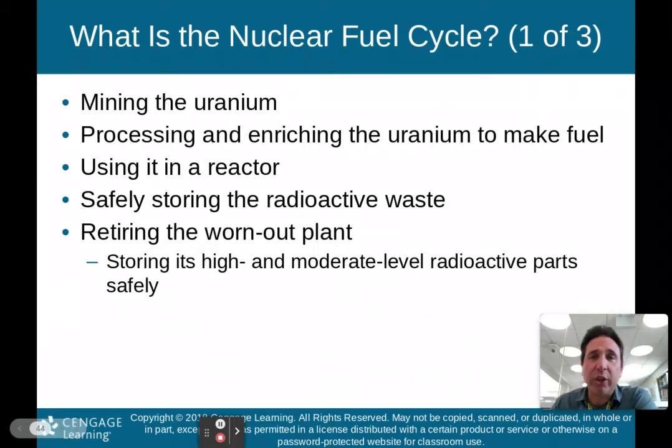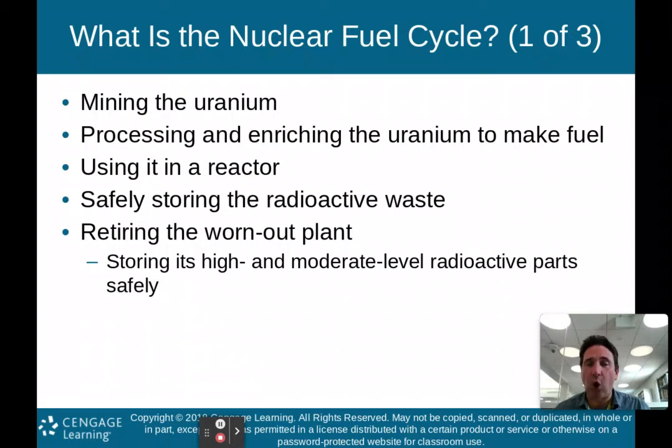So what is the nuclear fuel cycle, right? So first we need to mine that uranium that we're going to use in the fission reactor. We need to process and enrich the uranium to make fuel. We then use it in the reactor. We then need to safely store the radioactive waste, right? So after all those neutrons bombard the uranium atoms and they split up and they release energy, you're going to have some of these atoms, some of these particles left over. They're radioactive, and now we have to store them somewhere.